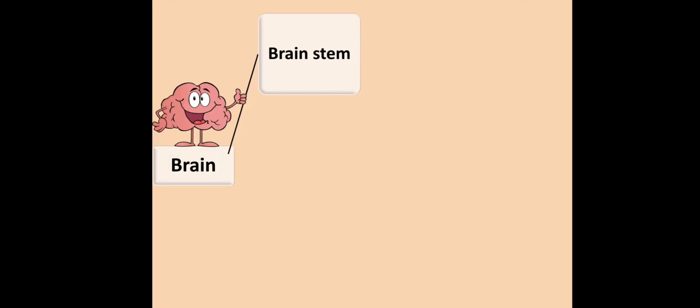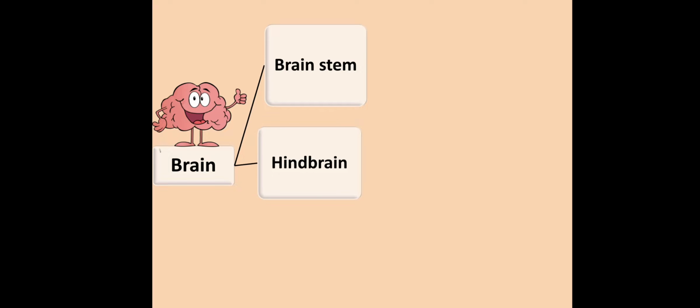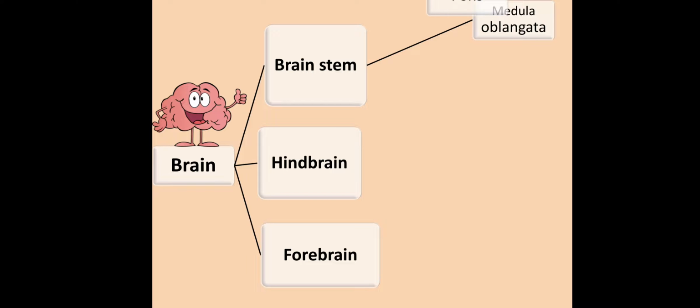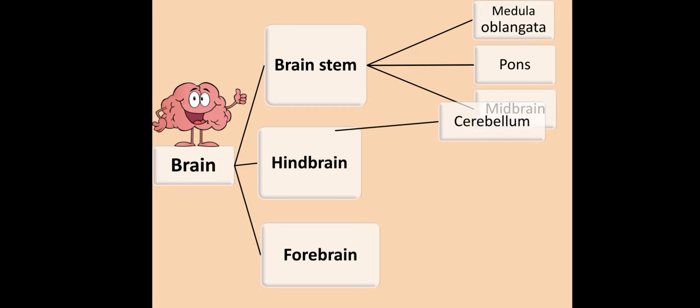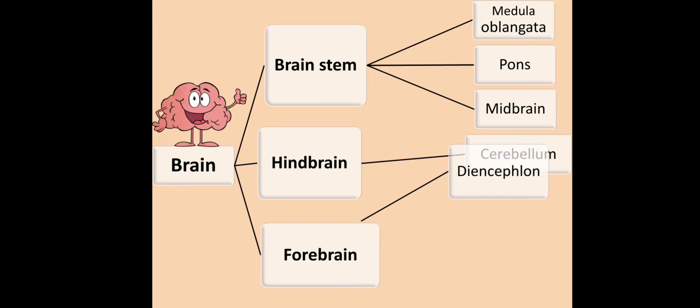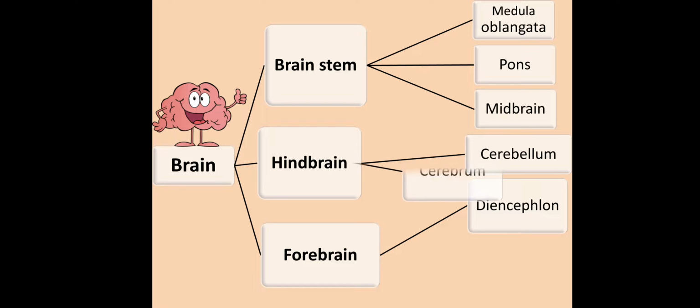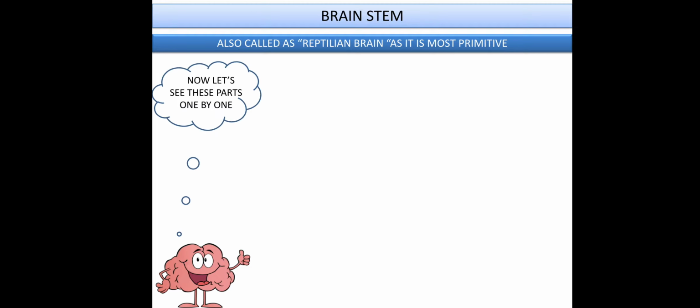Now what is the brain? Actually, the brain has three major parts. One is the brainstem, then you have the hindbrain, and then you have the forebrain. The brainstem again has three parts: medulla oblongata, pons, and midbrain. The hindbrain consists of the cerebellum. The forebrain has two major parts, diencephalon and cerebrum. We'll see the other details in other slides. So let's talk about the brainstem first. Let's see part by part.